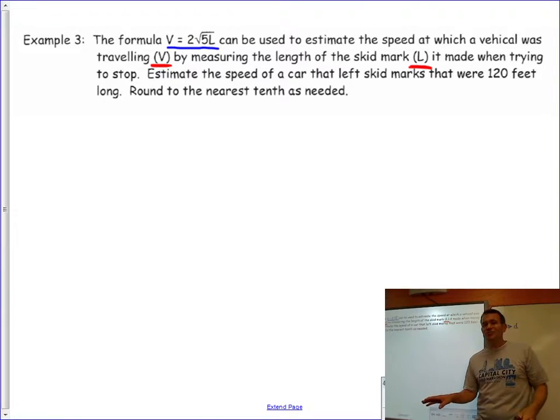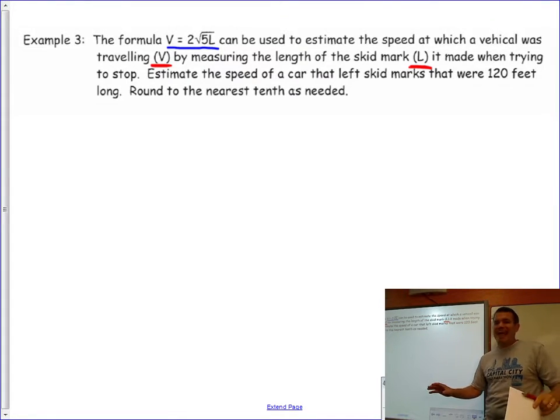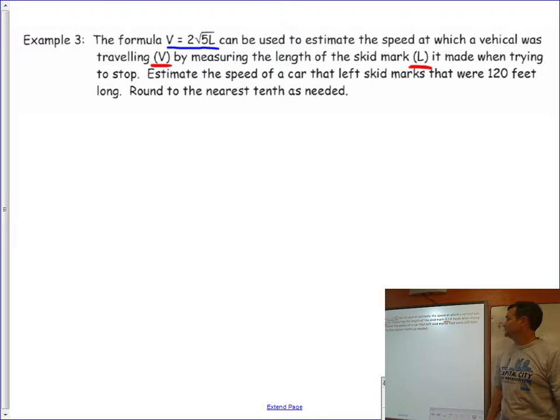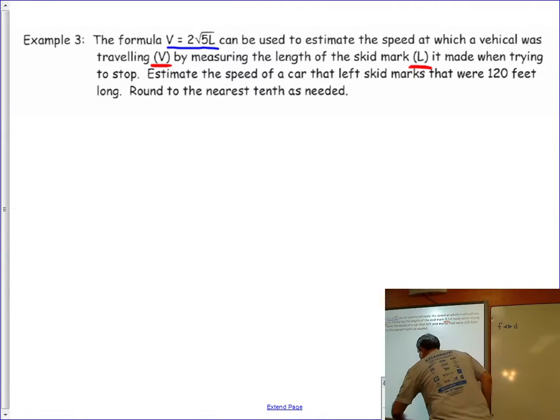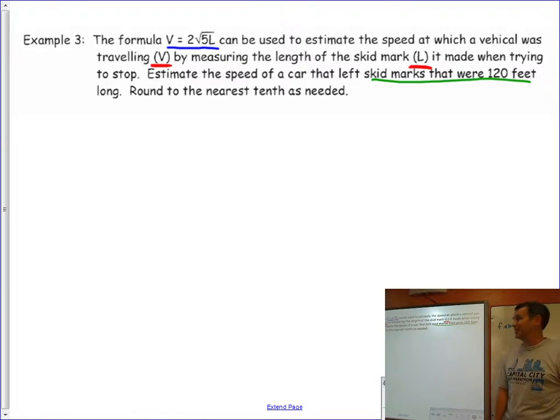So when a car is traveling, and it tries to come to a quick stop, like it's going to be in an accident, and a guy jams on the brakes and he makes skid marks, you can measure the velocity at which he was traveling by measuring the length of his skid marks, L. We're going to try to estimate the speed of a car that left skid marks that are 120 feet long. And we're going to round to the nearest tenth, it looks like.